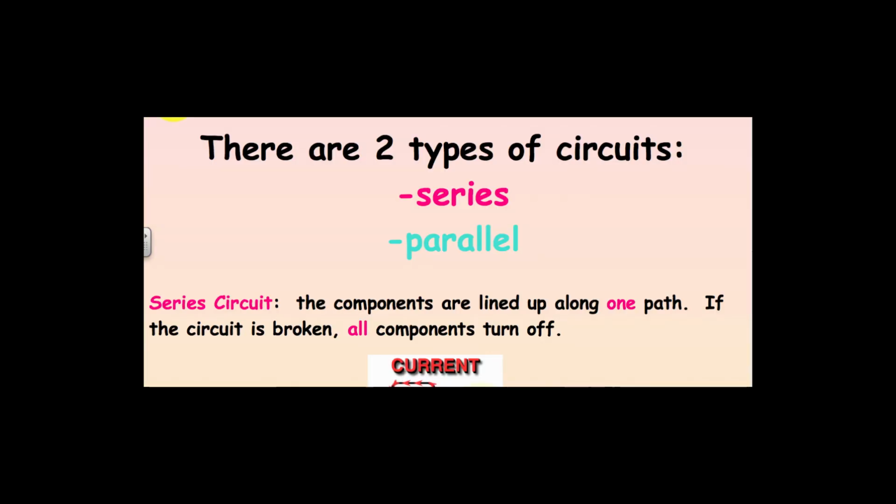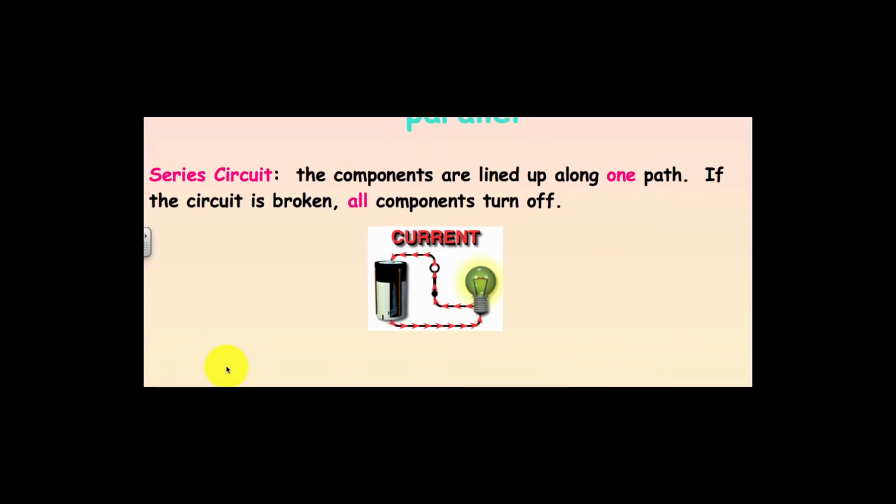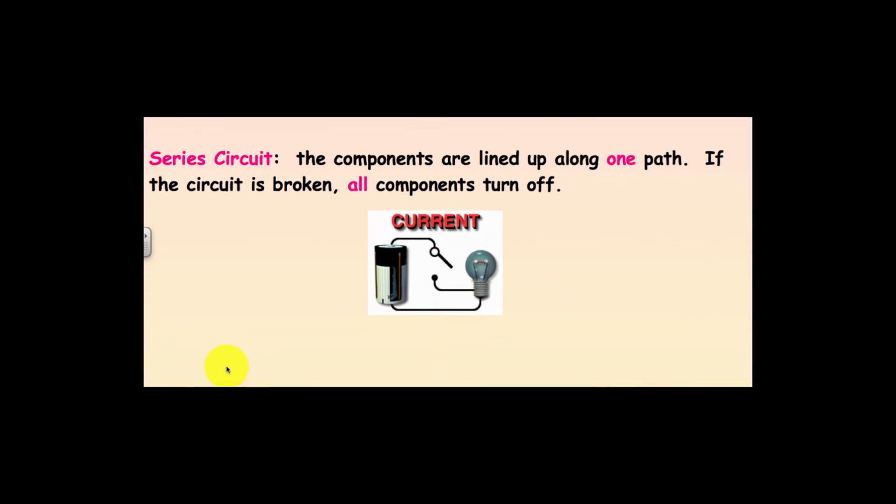And there are two types of circuits. There are series circuits and there are parallel circuits. You built both of these types in the Snap Circuit lab. First one we'll talk about is the series circuit. In a series circuit, the components are lined up along one path. If the circuit is broken, all the components turn off. This picture below, we've seen it many times, but this is actually a series circuit in action. When the switch opens, the entire series shuts off. The entire circuit stops working. Just like Project 5, if you removed one piece, both the fan and the light bulb turned off.